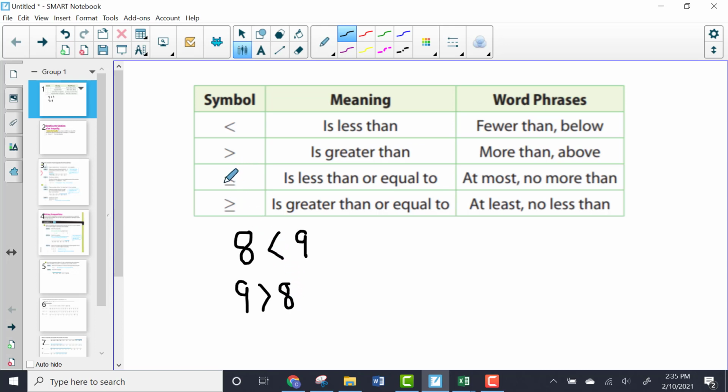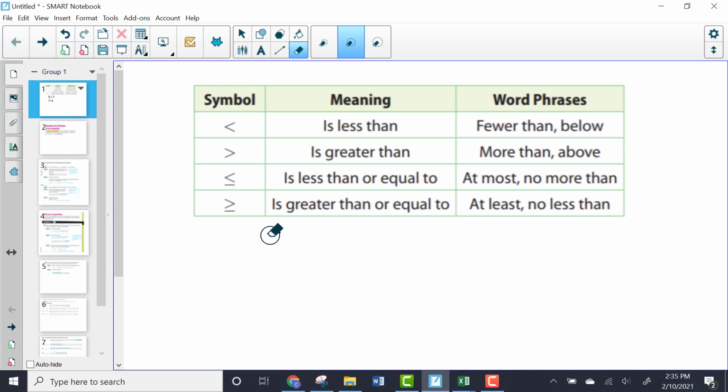Now, some symbols that you may not be familiar with are some of these other ones here. What we have here is this little line. That means is less than or equal to. So same way, less than, but that little line means or equal to. Again, same symbol going the same way is greater than or equal to. So whenever you see these lines underneath the greater than or less than symbol, it also means or equal to. So less than or equal to, greater than or equal to.